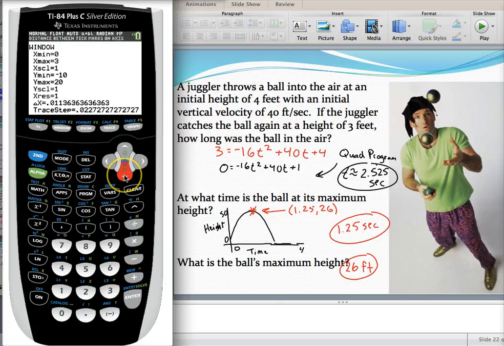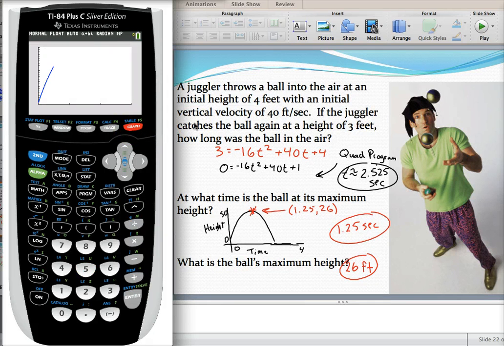Y then represents my maximum height. So again, I'll use 0 to represent a height on the ground. And then I really have no clue what the maximum height of this ball is. So let's maybe start with 25. I don't know. If we can't see the vertex, then we'll change that Y value. But let's start with 25.